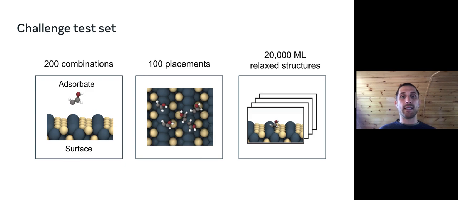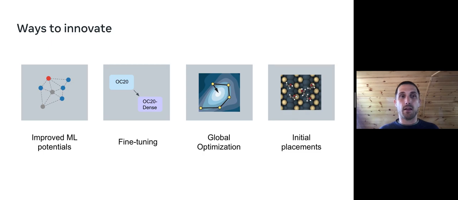Additionally, we're going to be releasing ML relaxed structures, and so for the 200 combinations times 100 placements, there'll be about 20,000 initial structures, and we're going to take a few of our top models, run ML relaxations, and release those relaxed structures. Mohammed's going to be talking more about how those can be utilized in a few slides. So with that, I'm going to pass it to Mohammed to talk about ways to innovate.